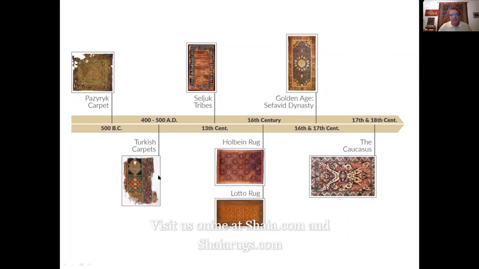Then we found remnants of some Turkish rugs woven between 400 and 500 AD. And the Seljuk tribe, which is also part of Turkey, rugs from around the 13th century. We'll talk about the Holbein rug and the Lotto rug, which are in this whole period here. And then we get all the way through the Golden Age, or the Safavid Dynasty. And then in the 17th and 18th century, there were also rugs from Turkey and from the Caucasus.